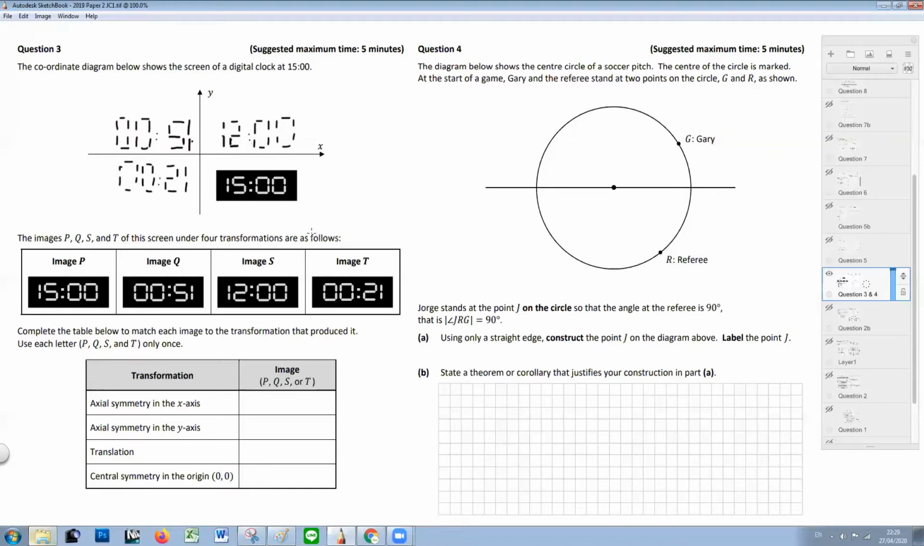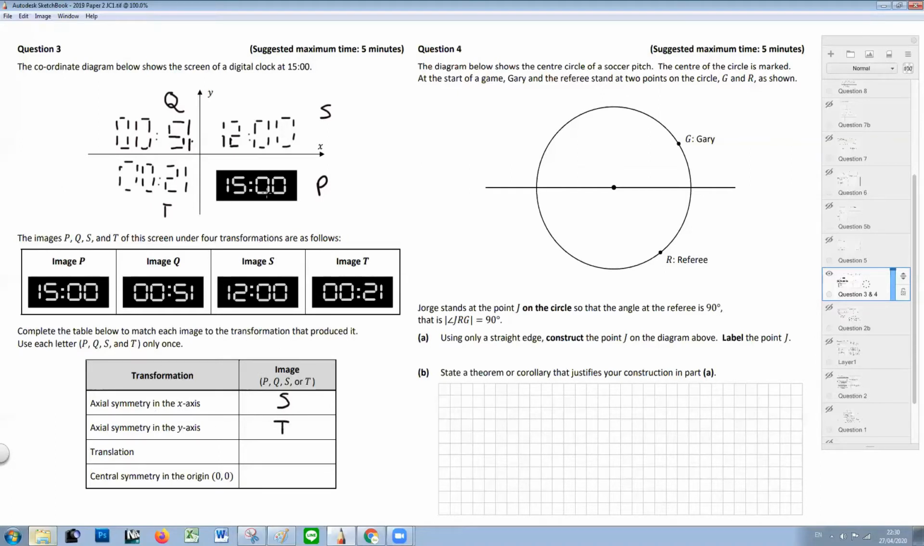So now that I have this, this one is going to look very much like S. This one is going to look like Q. This one is going to look like T. And this one is going to look like P. So axial symmetry in the x-axis is going to be S because that's going from here through the x-axis. Axial symmetry in the y-axis is going to be T.